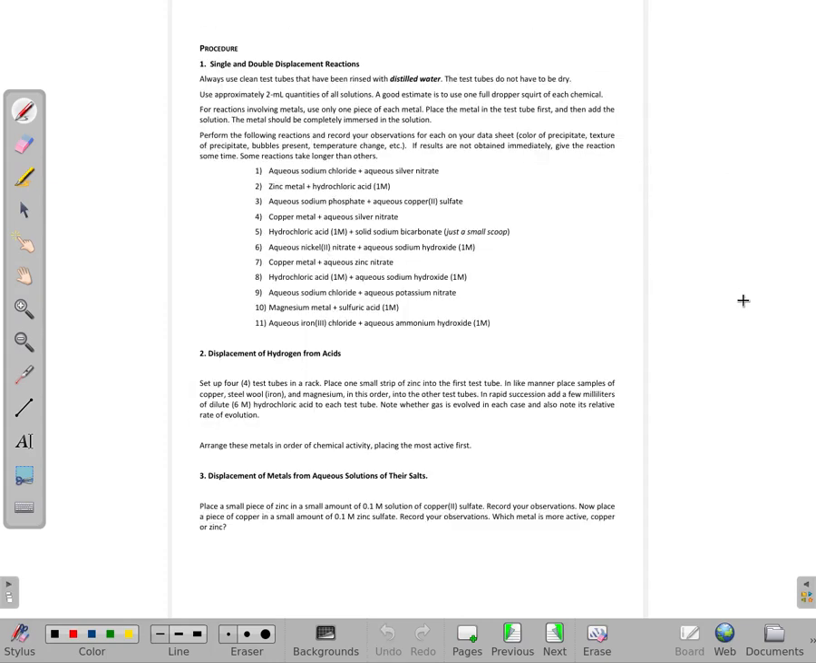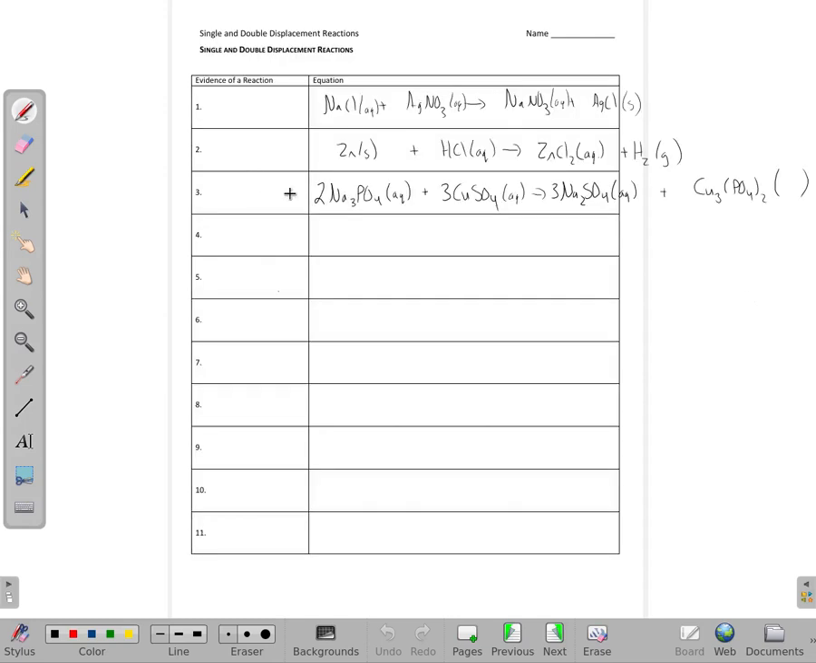All right, number 4, copper metal with silver nitrate. Copper metal with AgNO3 aqueous. It does fit the picture of a single displacement reaction. So if something happens, the copper is going to replace the silver. Copper typically forms a positive 2 ion, so that's what I'm going to draw it as making.